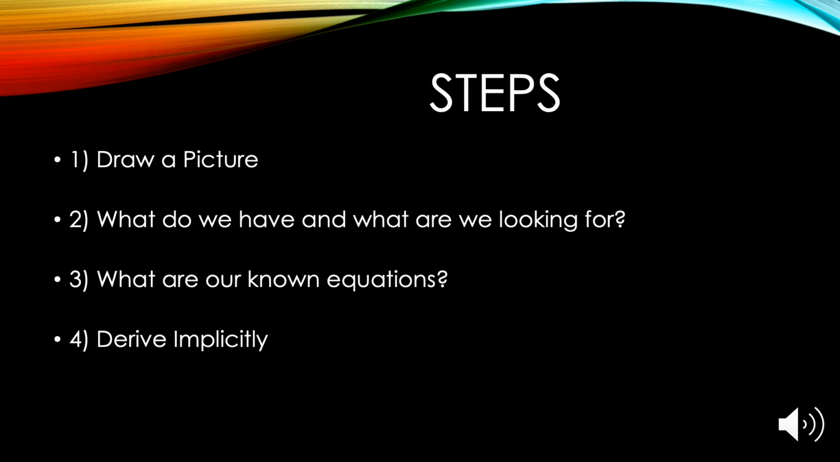Then we derive using implicit differentiation, and then we solve for our solution, whatever that might be. Whether we need to find a length, a rate, we kind of figure out what we need to solve, derive implicitly, and then we go for it.